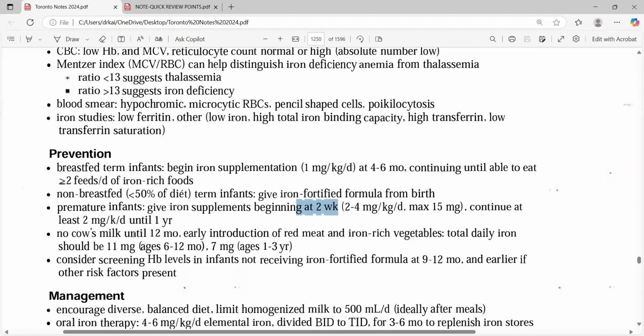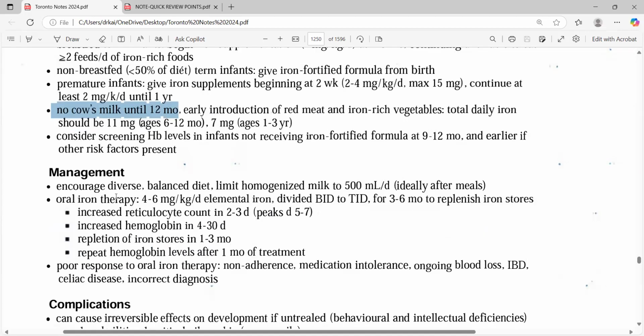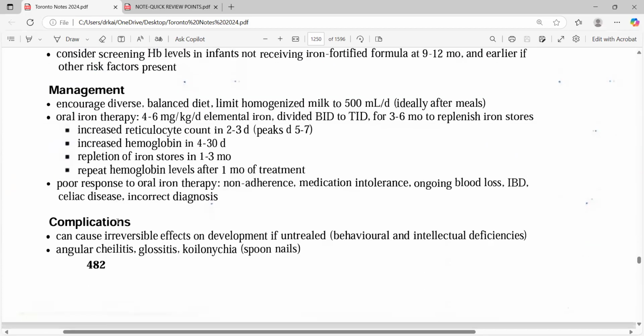No cow milk until 12 months. This is the line. This is very, very important. Just highlight it and keep it in your mind. Early introduction of red meat, iron-rich foods; total daily iron should be 11 and then 7 milligrams. So consider screening for Hb to check for iron deficiency anemia. Always encourage the meal and iron intake in deficiency. You can start the iron pills, and after starting them, counsel about constipation, black stools and all that.